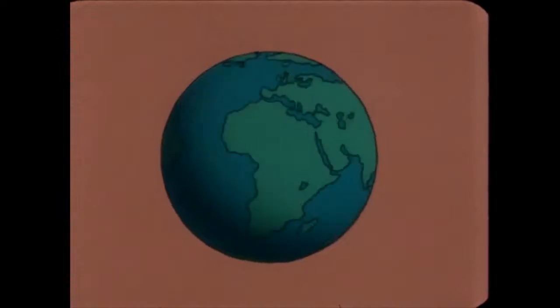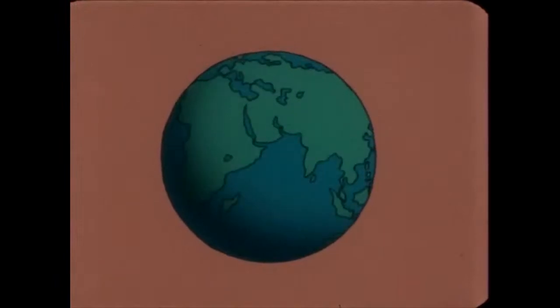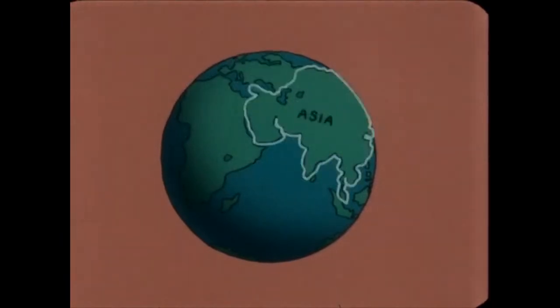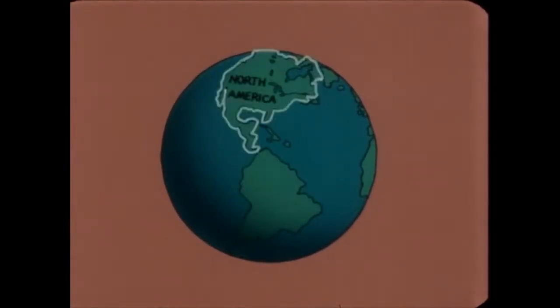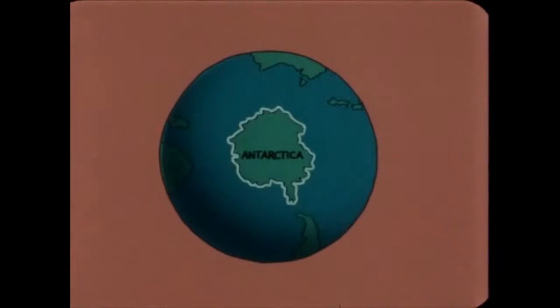And you could find out the names of the large areas of land. Earth people call them continents. These three are almost like one big continent. They're Africa, Europe, and Asia. These two are also connected, North America and South America. The others are Australia and Antarctica.